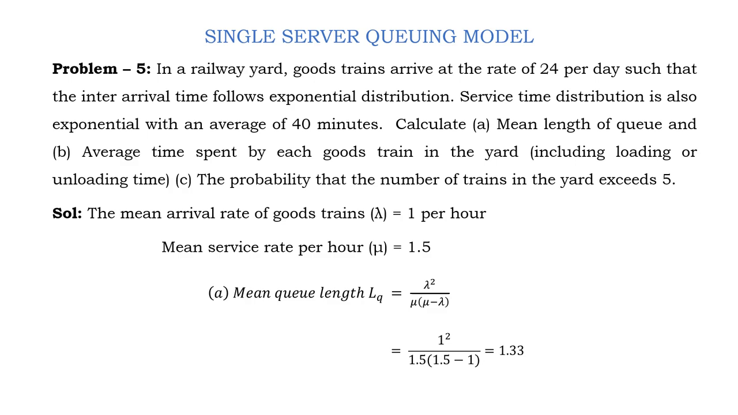Here we have 24 trains arrive per day, which means the mean arrival rate of goods trains lambda is 1 per hour, and the service time is 40 minutes, so the mean service rate per hour mu equals 1.5. And for single server queuing model, the mean queue length LQ is given by lambda square by mu into mu minus lambda. On substitution we get 1.33 goods trains. This is the number of trains in queue.